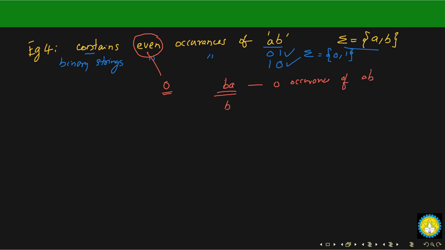Suppose your string is just BA. It does not contain AB, but it should be accepted because there is only a zero occurrence of AB. This is very important. If your string is just B, then also this should be accepted. If your string is just A, then also this should be accepted. Suppose your string is BAA, then also it has to be accepted, because in all these cases there is zero occurrence of AB. So in all such cases, our DFA should accept the string.